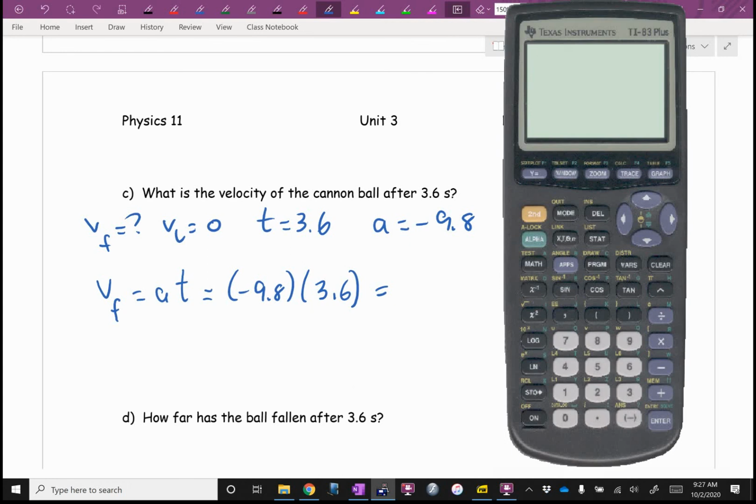Now, in a bit, we'll look at what if you launch something up in the air. Sometimes you'll get a positive answer. It's on its way up. Sometimes you'll get a negative answer. Oh, it's changed direction and now it's on its way down. And the physics will all take care of that for you.